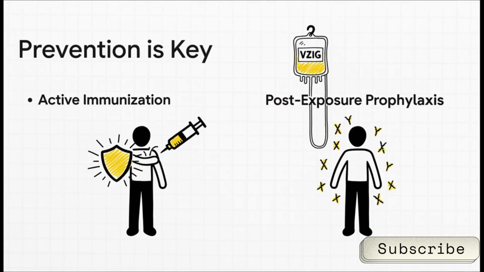But, of course, prevention is always better than a cure. We have a two-pronged attack here. First is active immunization with the live attenuated vaccine. You gotta know the name of the strain. It's the OKA strain. This gives you long-term immunity. Then, for emergencies, say a pregnant woman or an immunocompromised patient gets exposed, we use post-exposure prophylaxis with something called VZIG. It's a shot of pre-made antibodies that gives them immediate, passive protection.